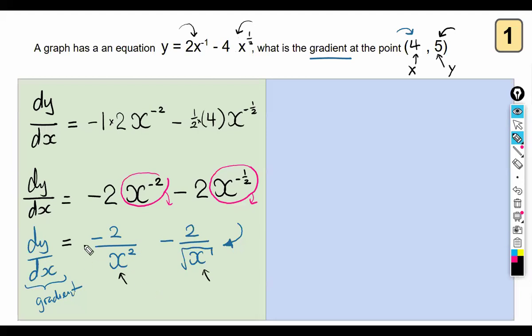All right? Send your final answer for the gradient. Replace all the x's with 4. If you get a decimal, round it off to 2 decimal places. Okay? And that's the end of the question.